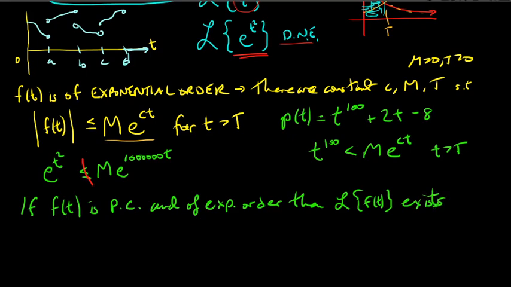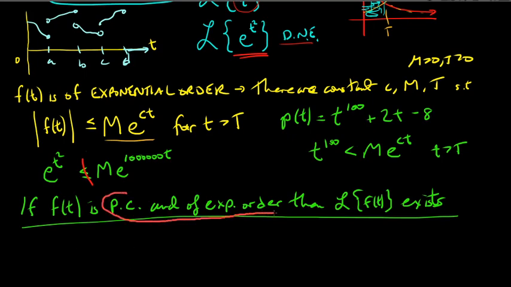So any piecewise continuous function of exponential order, so it has to be both piecewise continuous and of exponential order, then the Laplace transform will exist. But it may exist even though you can have a function that may not be piecewise continuous, or that may not be of exponential order. And it turns out that you can have Laplace transforms even in cases where this is violated. Again, we're not going to see those very much, but it could happen.